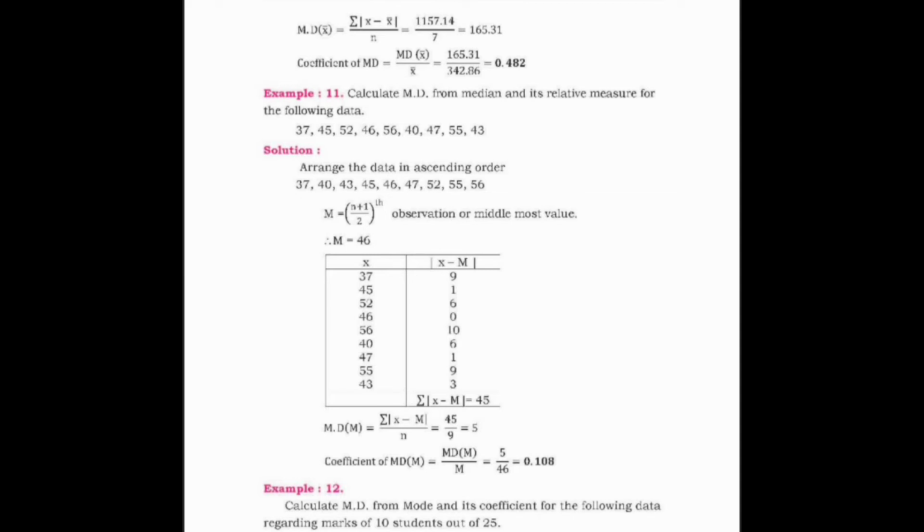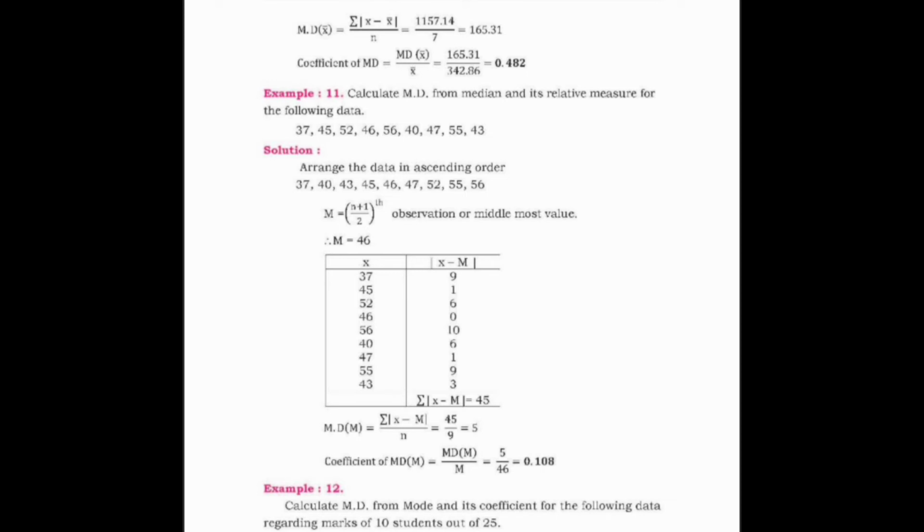Then coefficient means the relative measure. We have to calculate mean deviation from median divided by median. That is 5 divided by 46. That answer is 0.108. Okay. This is the mean deviation from median for raw data. Then we are calculating for tabulated data. How to calculate for tabulated data?